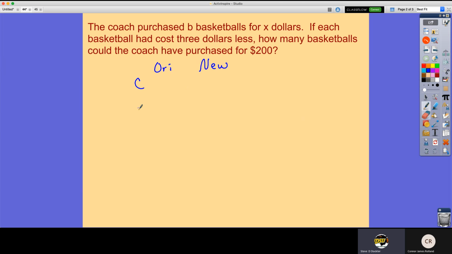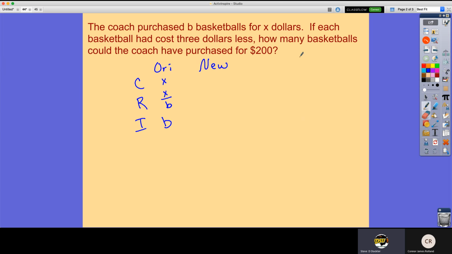So I'm going to put down cost, rate, and items. Our items happen to be our basketballs for this one. All right, so the coach purchased B basketballs. So that's going to go into our items for X dollars. Does the X go into the rate or the total cost? Total cost. All right, so then we can figure out what the rate is. The rate is what? X over B. Very good. All right, so the original is all taken care of.